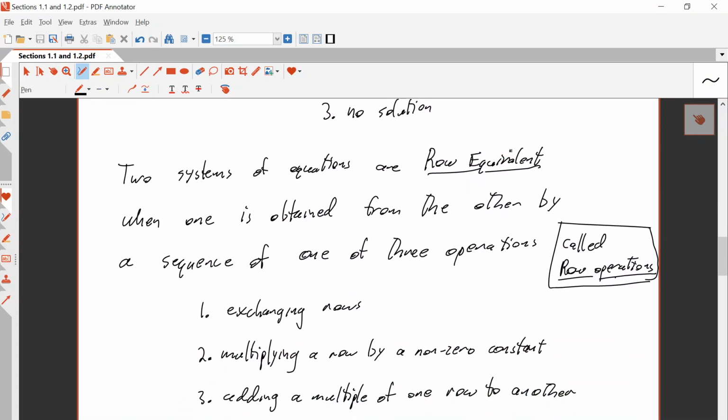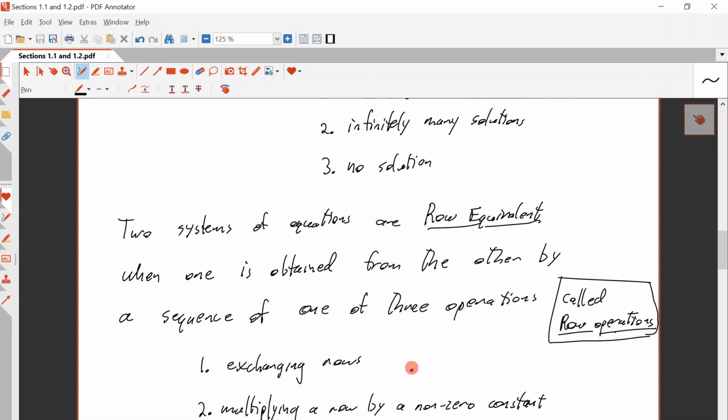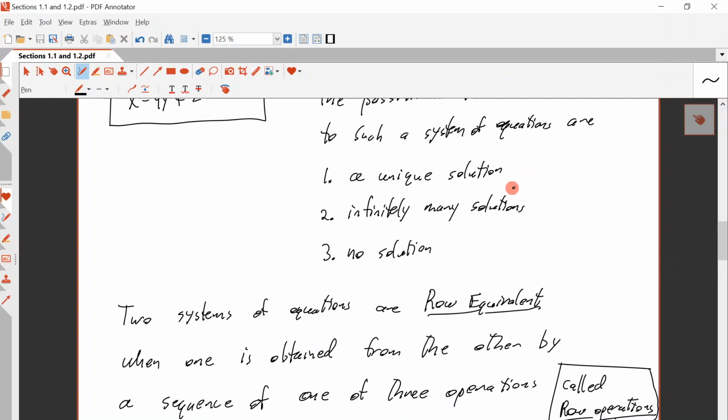All right. We'll have plenty of examples of each of the 3 things happening. Oh, by the way, when you have a solution, either a unique solution or infinitely many solutions, in these cases the system is called consistent.